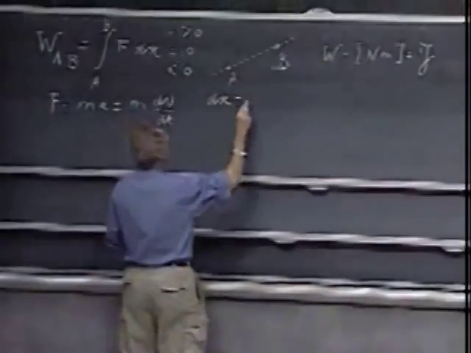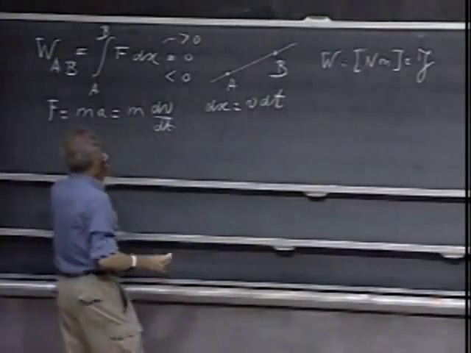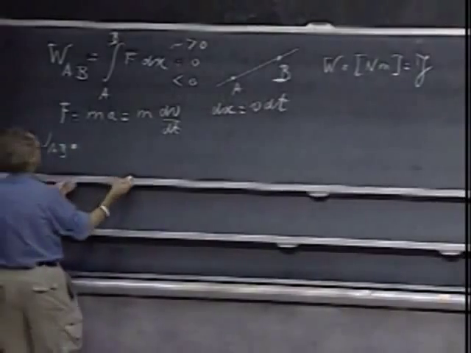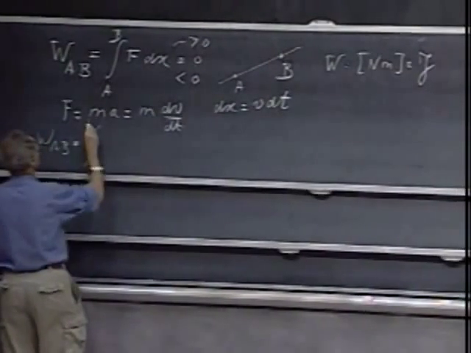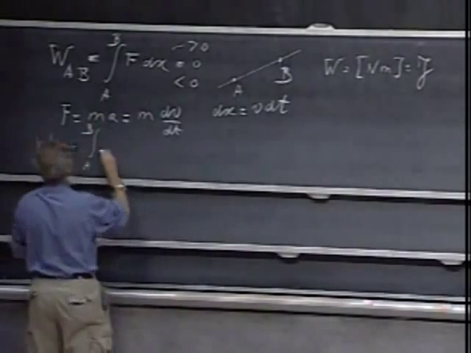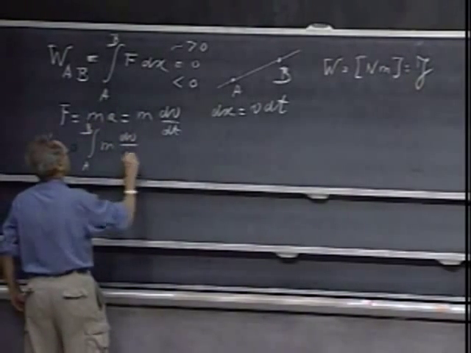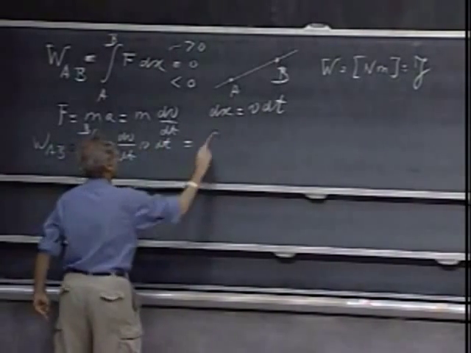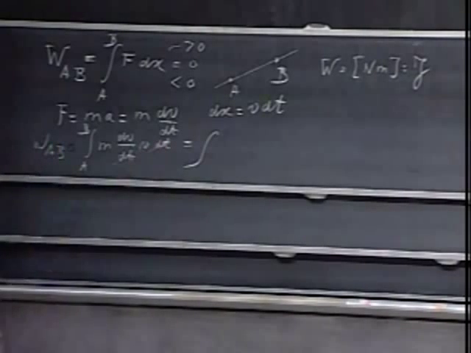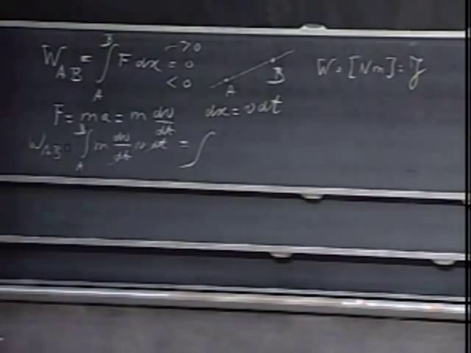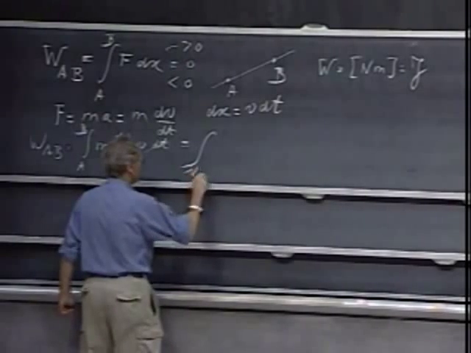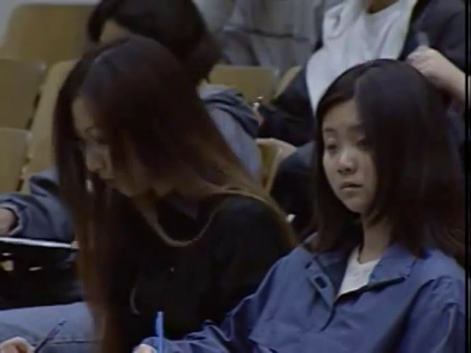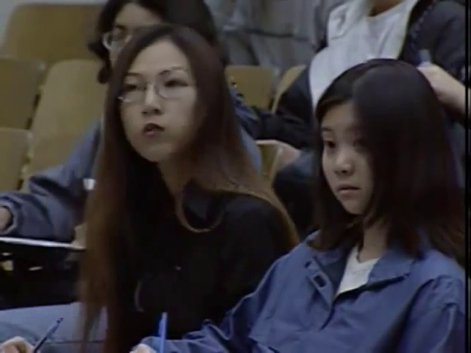So therefore, I can also write for this m dv/dt, and for dx, I can write v dt. I substitute that in there, so the work in going from A to B is the integral from A to B of the force, which is m dv/dt, times dx, which is v dt. And look what I can do. I can eliminate time, and I can now go to an integral over velocity, from velocity A to velocity B, and I get m times v times dv.